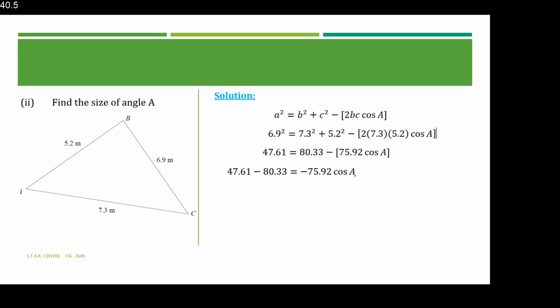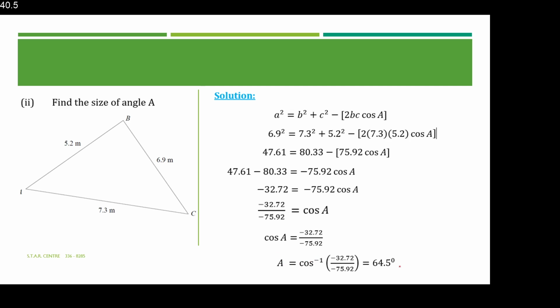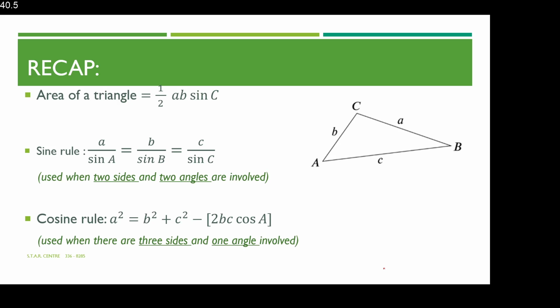So I'm solving for A one step at a time. So we'll have 47.61 minus the 80.33 equal minus 75.92 cos A. That on the left hand side will simplify to give minus 32.72, and then this will give us cos A is equal to minus 32.72 over minus 75.92. So then A would be cos inverse of that, which will be 46.5 degrees.